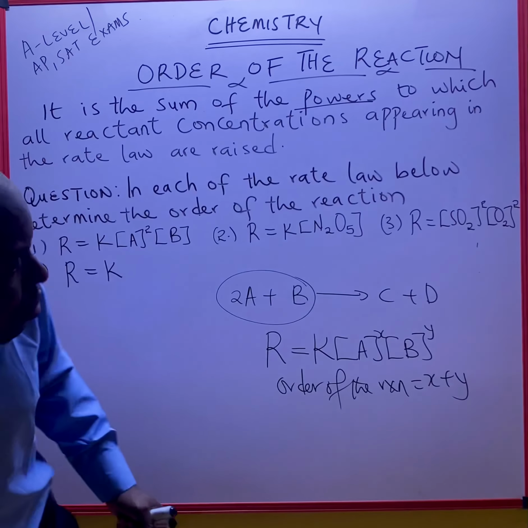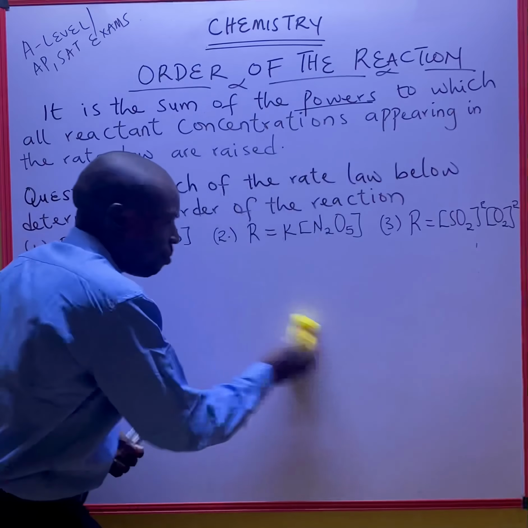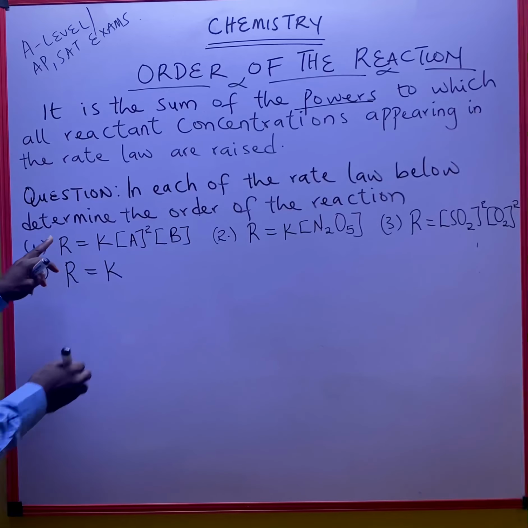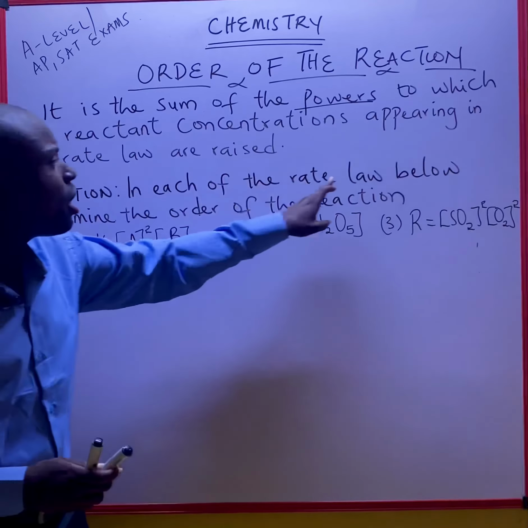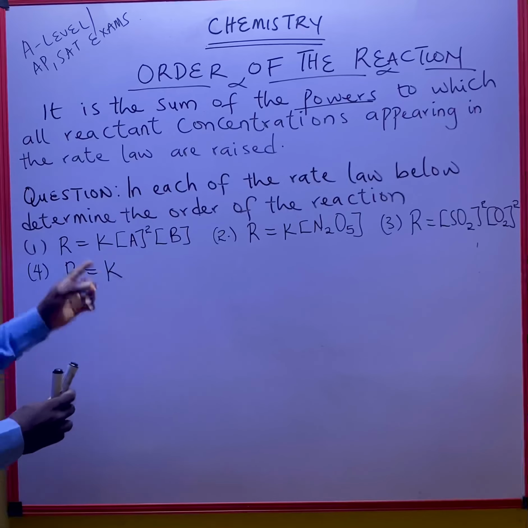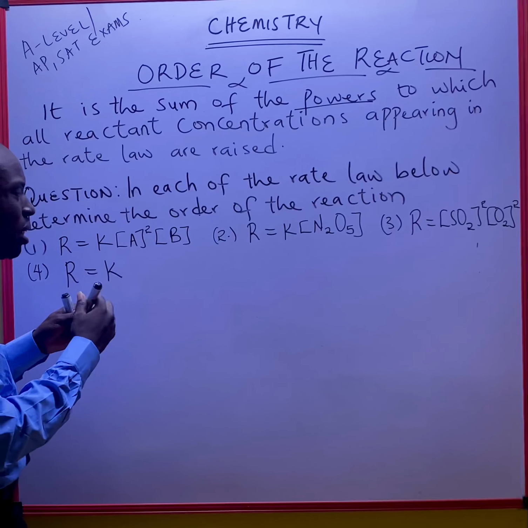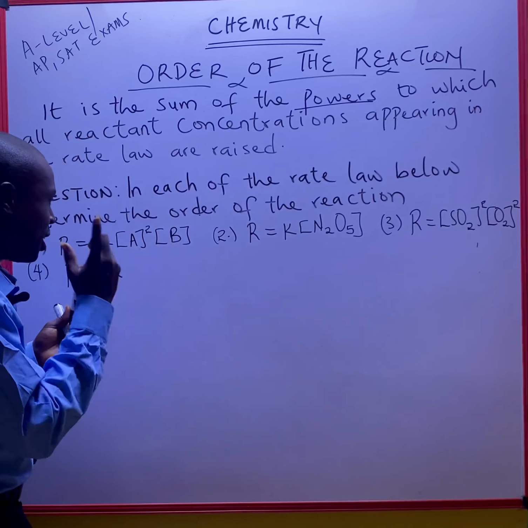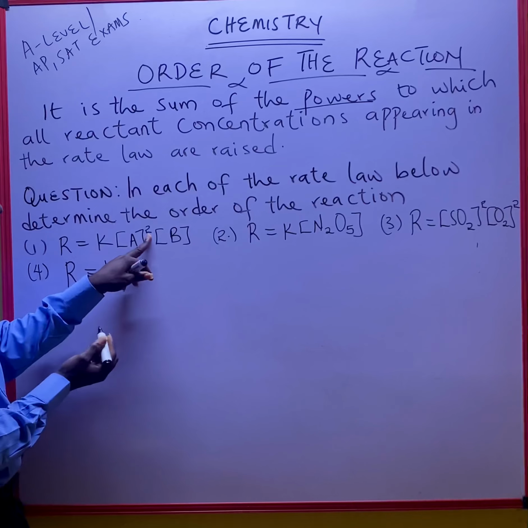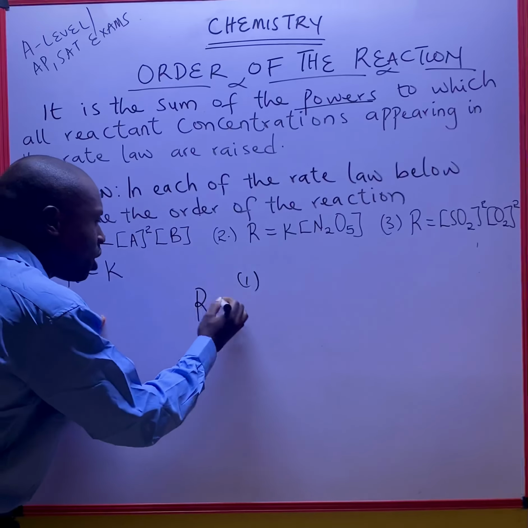Now, very easy for us to address. The first question says, in each of the rate laws below, determine the order of the reaction. Now, the order of this reaction is simply the addition of the powers. Now we come here. The power of A is what? Let's start from the first one, which is R is equal to K.